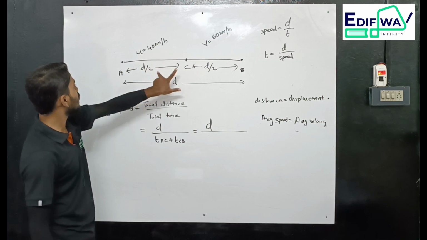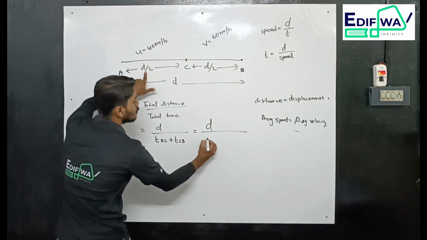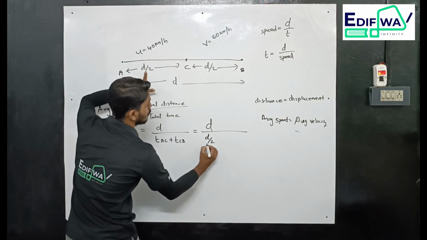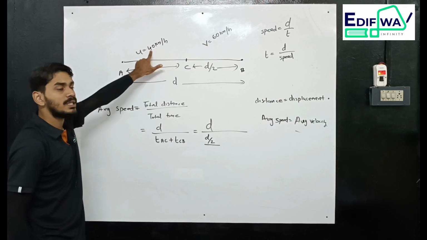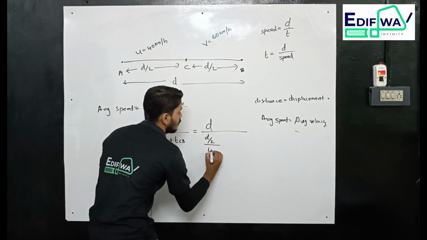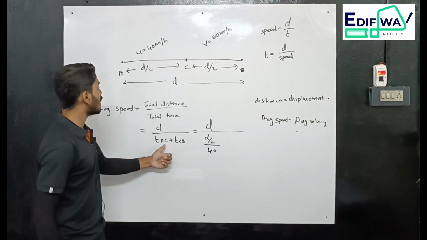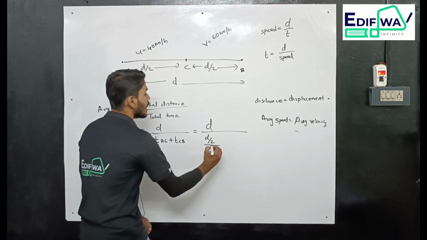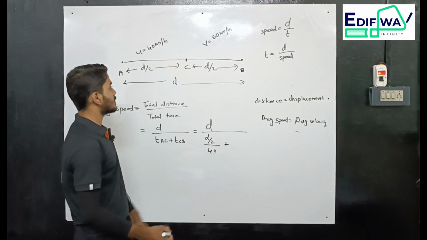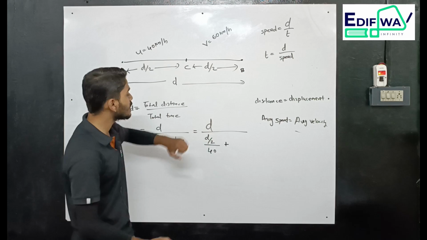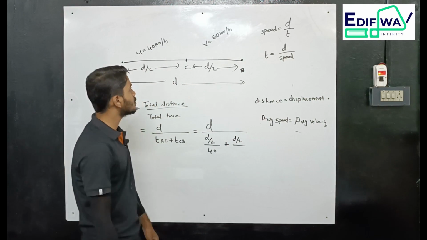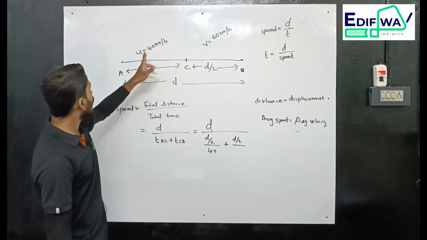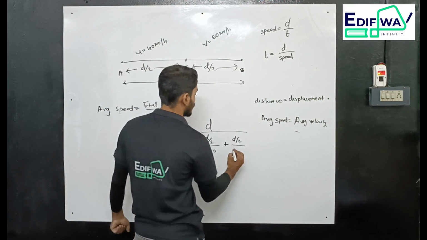So let's substitute that, d by time for AC. What is the distance of AC? AC distance is d by 2 by, what about the speed? Speed is 40, right? 40. So that is the time for covering this AC distance. And time to cover CB distance, what about that? What is the distance? It is again d by 2. And what about the speed? It is 60, right? 60.